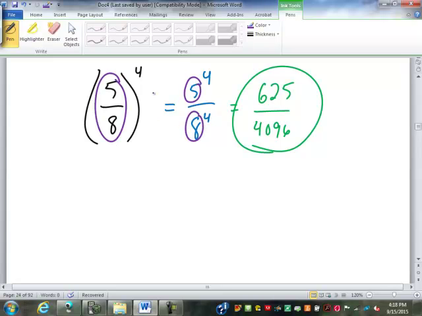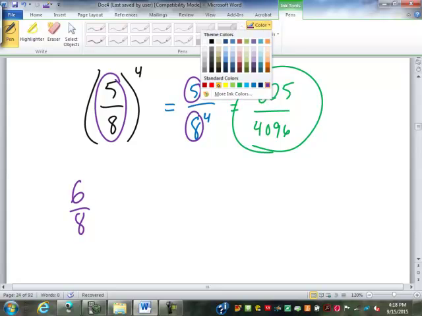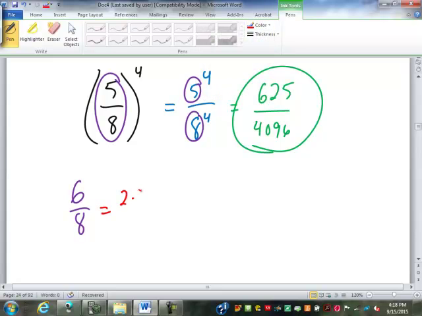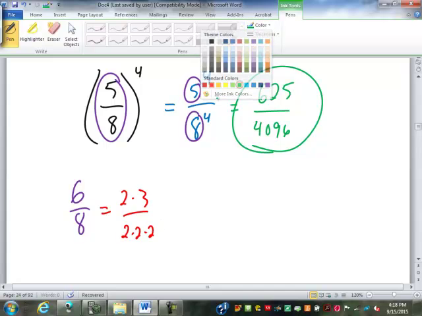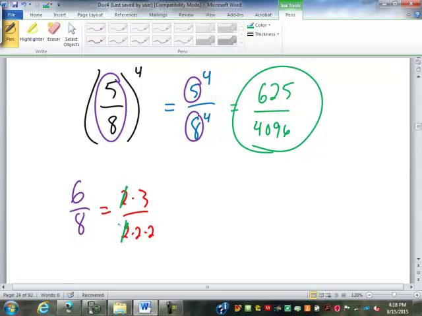No. And remember, we talked about reducing a fraction is about canceling common factors. If we had 6/8, this is 2 times 3 over 2 times 2 times 2. We could reduce that because they have a common factor of a 2 that we can divide out, giving us 3 over 4. 5/8 is 5 over 2 times 2 times 2. There's nothing to cancel out.